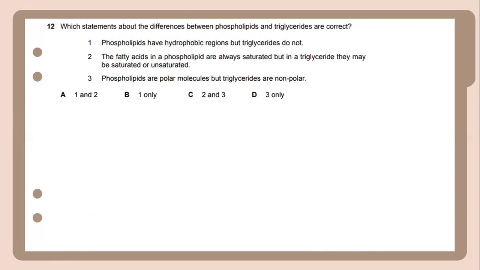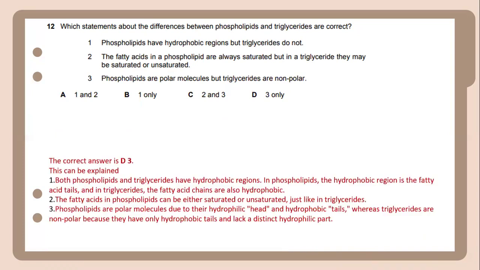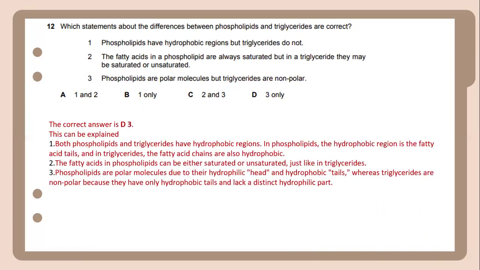Which statement about the differences between phospholipids and triglycerides is correct? The answer will be D, which is 3 only. Phospholipids are polar molecules, but triglycerides are non-polar. This can be explained as both phospholipid and triglyceride have hydrophobic regions. In phospholipid, the hydrophobic region is the fatty acid tails, and in triglyceride, the fatty acid chains are also hydrophobic.